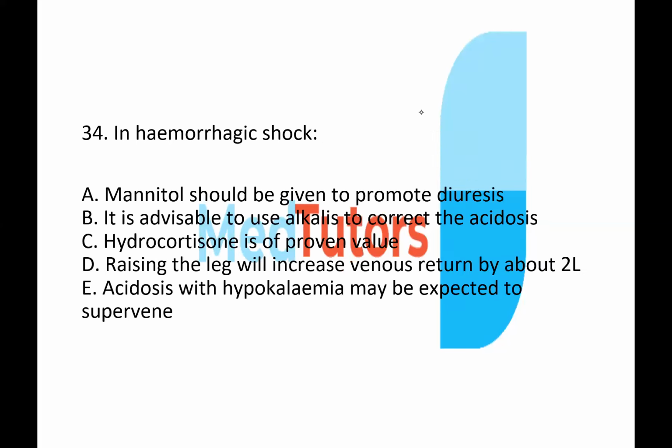In hemorrhagic shock, mannitol should be given to promote diuresis. Is that true? It's false. Because mannitol is a diuretic, the patient is losing blood and you are giving him a diuretic, you want to kill that person. A is false. It's advisable to use alkali to correct acidosis. Is that true? No. You give fluids.